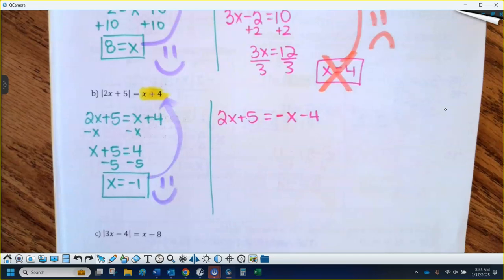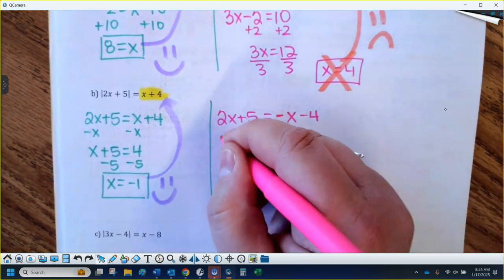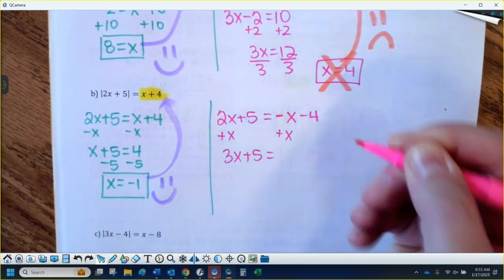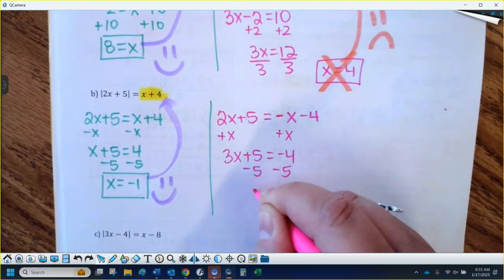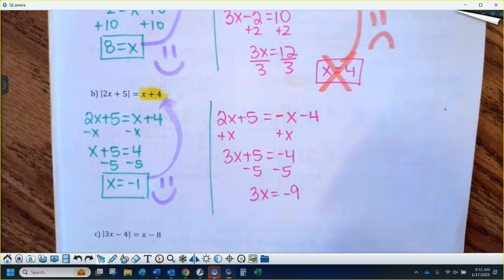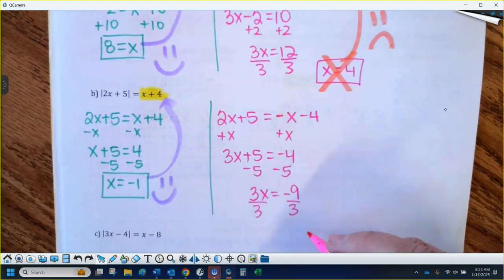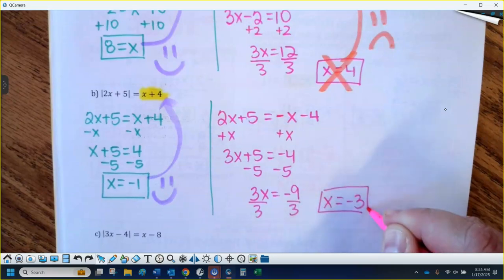My other potential equation here, let's see. Actually, if it's me, I'm going to add x here. So I'm going to get 3x plus 5 equals negative 4. Then I'm going to subtract the 5. So I get 3x equals, let's see, negative 4 minus 5 is negative 9. Divide by 3. And my other potential answer there would be negative 3.